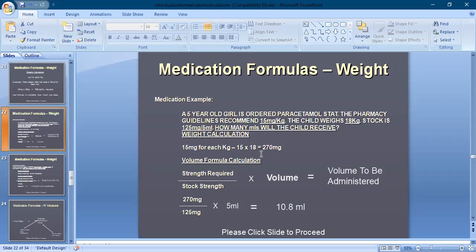First of all, we have to find out the total dose, that is the ordered dose. So the strength required is 270, and the medication in hand, or stock in pharmacy, is 125 milligrams multiplied by the volume, which is 5. So the volume to be administered equals 270 divided by 125, multiplied by 5, which is 10.8 milliliters.